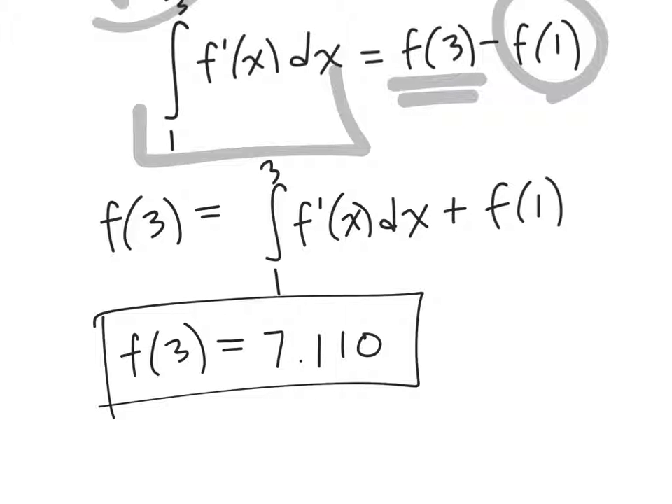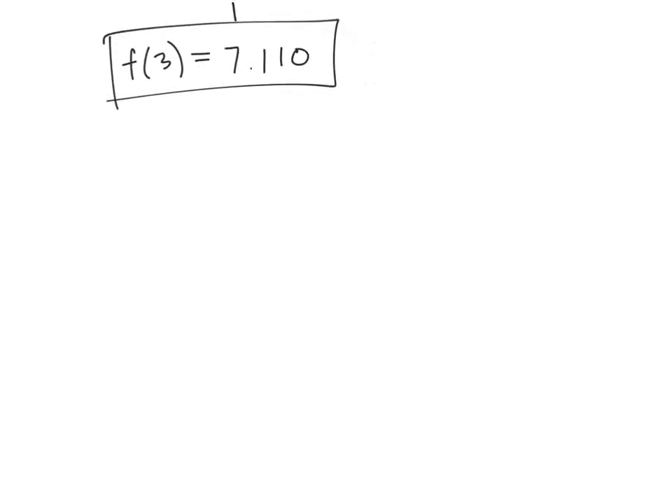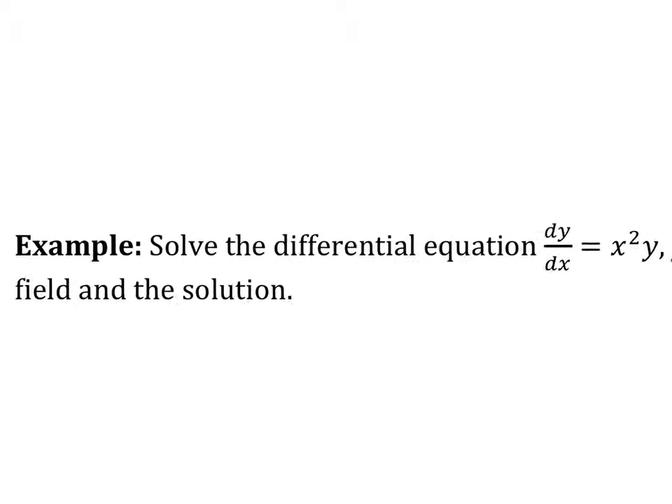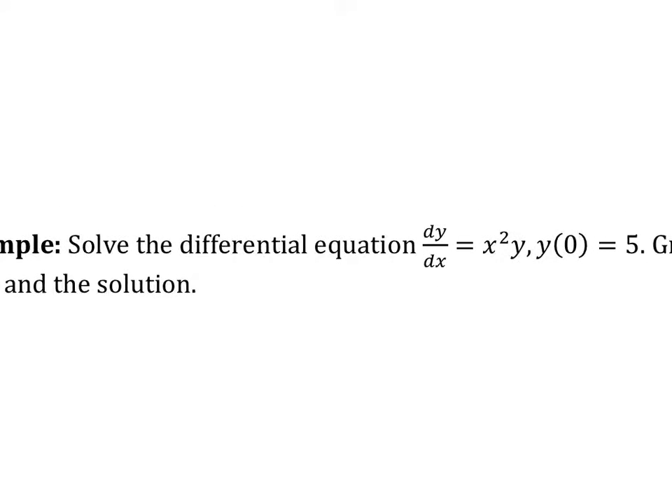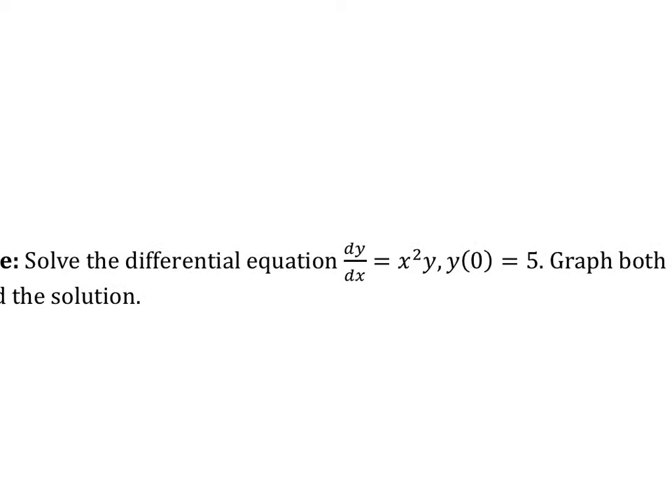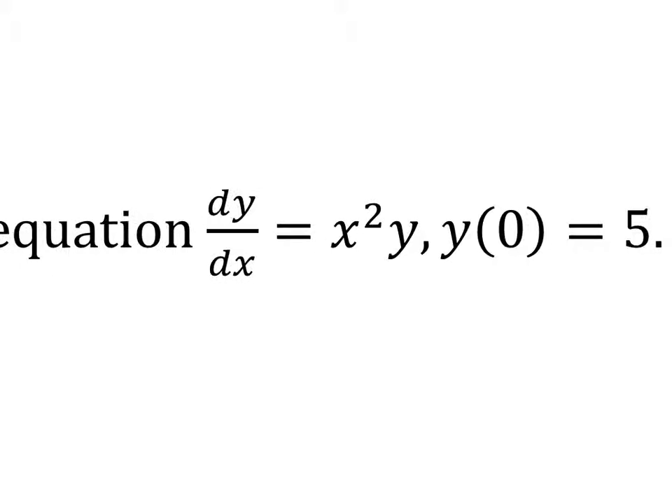All right, let's try another one. Solve the differential equation. dy dx is equal to x squared over y. y of 0 is 5. Graph both the slope field and the solution. Okay, so I'm going to make this bigger so you can see it. So this one you do need to solve by hand. x squared over y, and has an initial condition y of 0 is 5.